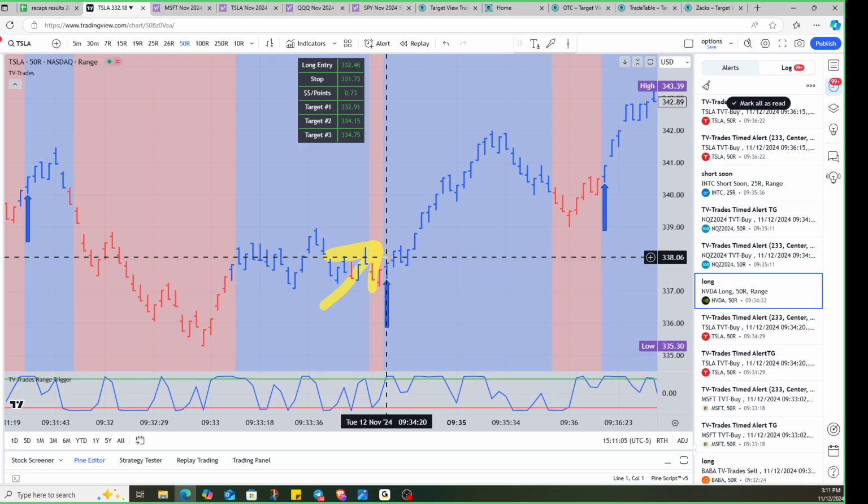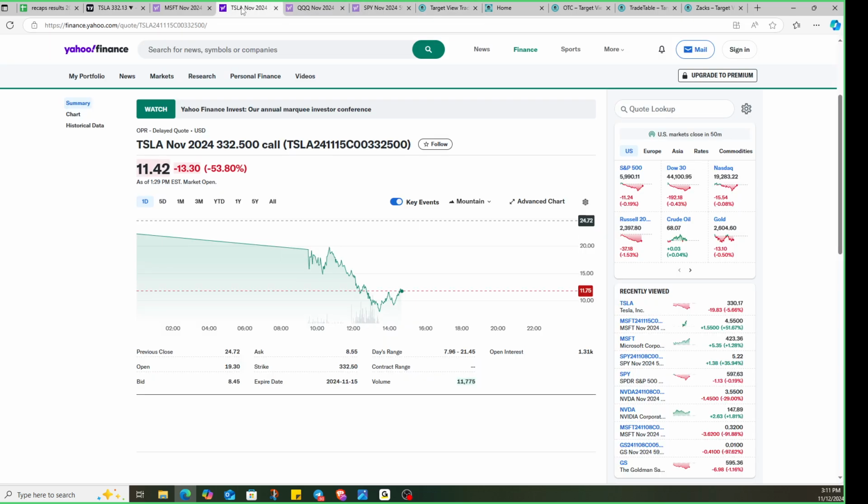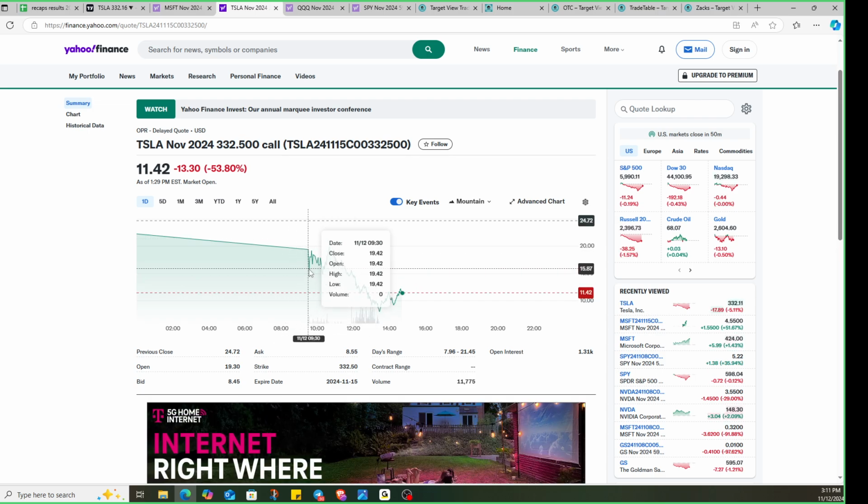Now that is just an initial target. If you were doing 0 DTE options, or any kind of options really, the nearest option on Tesla is the 15th, so it's not even 0 DTE. But if you're doing any kind of option, for Tesla, for instance, this morning when that happened, it was right here when that triggered.